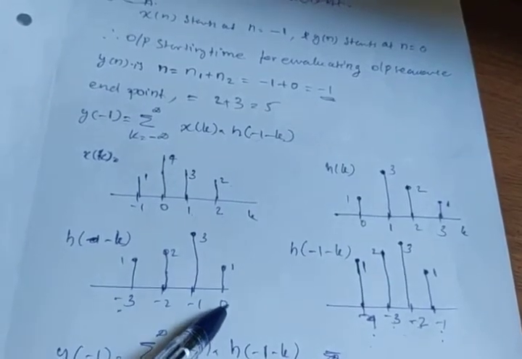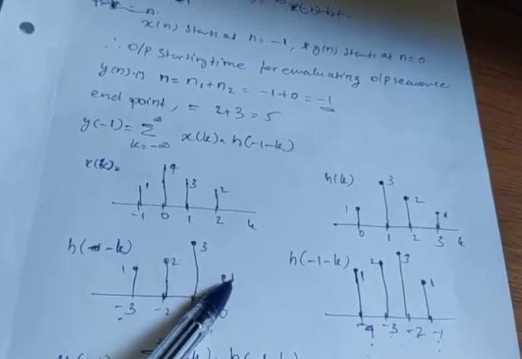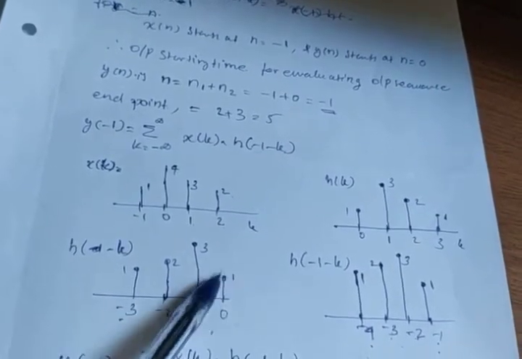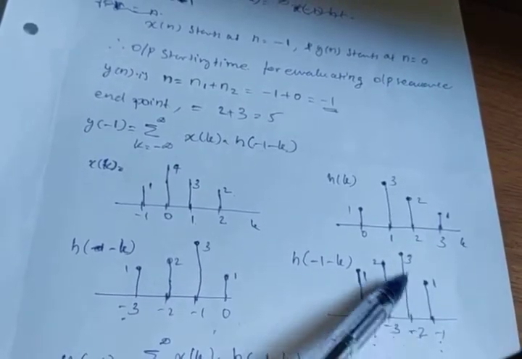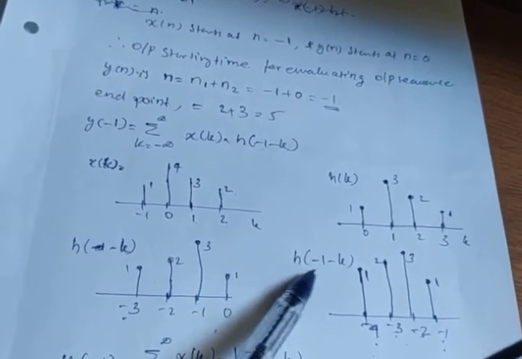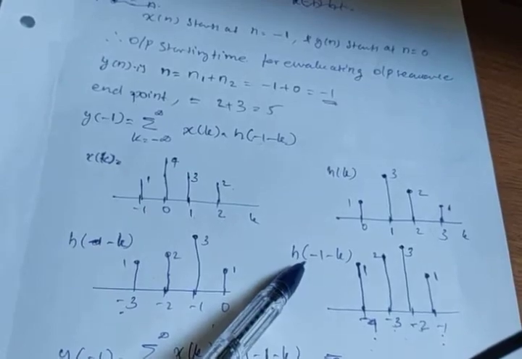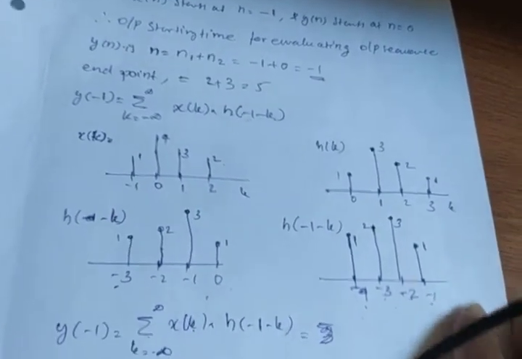And at 0, what is the amplitude at 0? It is 1, so 0 minus 1 is minus 1, and the amplitude is 1. So now you got h of minus 1 minus k. Clear? You already know x of k, and now you know h of minus 1 minus k. Just multiply and you will get y of minus 1.